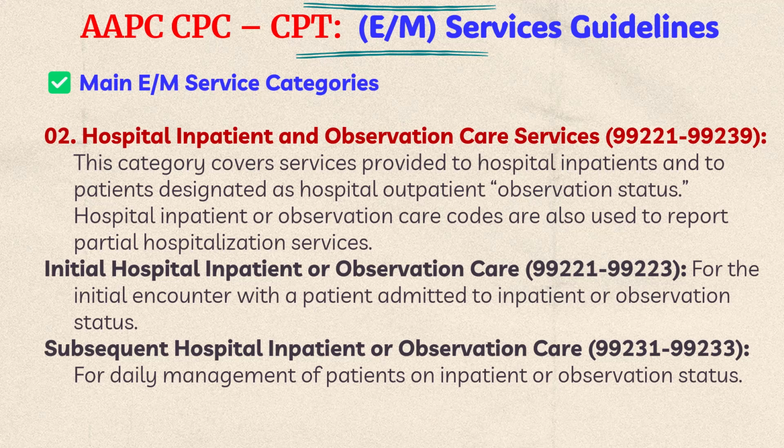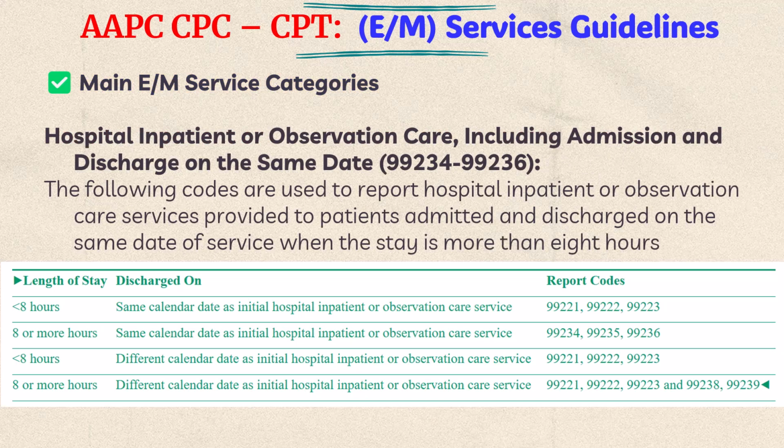It is divided into parts: initial hospital inpatient or observation care for the initial encounter with the patient admitted to inpatient or observation status. The second part is subsequent hospital inpatient or observation care for daily management of patients on inpatient or observation status. The third category is hospital inpatient or observation care, including admission and discharge on the same date.